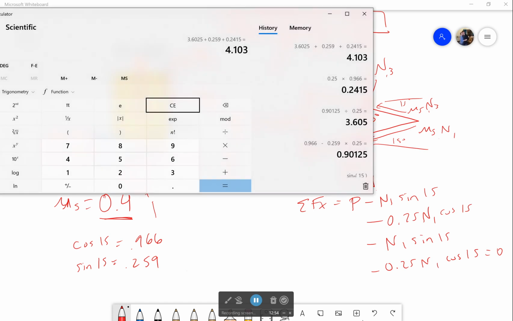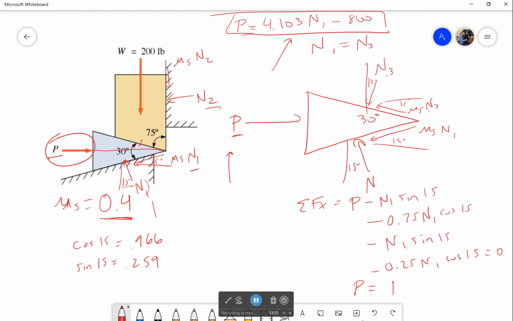Okay, so what do I get? Well, I get a lot of stuff in here. 0.259 plus 0.25 times 0.966 plus 0.259 plus 0.25 times 0.966. Okay. Oh wow, it's pretty much 1. That's pretty fantastic. So we get that P is equal to n1. I'm a bit worried about my math there, but you know what? I'm going to take it. Okay, P is equal to n1.